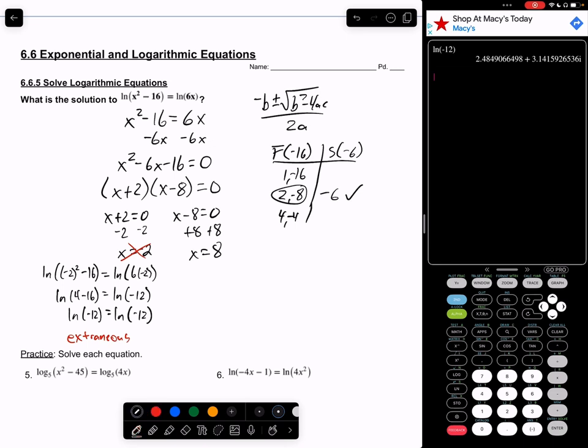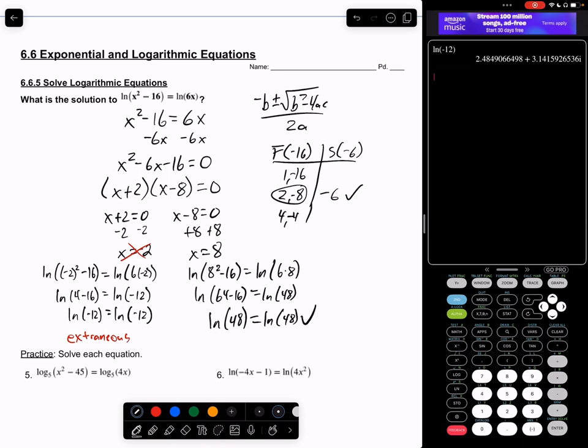We cannot use it. We need to do the same thing for the 8. So we're going to take the natural log of 8 squared minus 16 equals the natural log of 6 times 8. This becomes 64 minus 16, which is 48. And this is the natural log of 48. So they are the same. That checks out. So that tells me that x equals 8 is a solution.